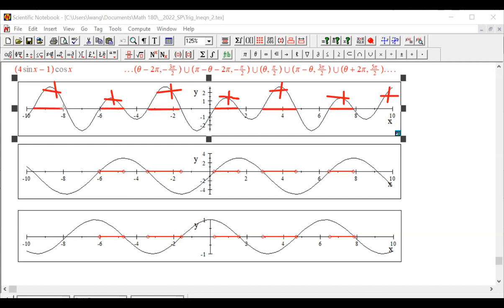But the question is, in order to identify the left side and the right side of each interval, we still have to identify these points. We still need to identify these points, which is, this is theta, right? And this is pi/2, right? This is pi minus theta. This is 3 pi/2 and so on and so forth. You guys know what I meant, right? So you still have to identify these points.